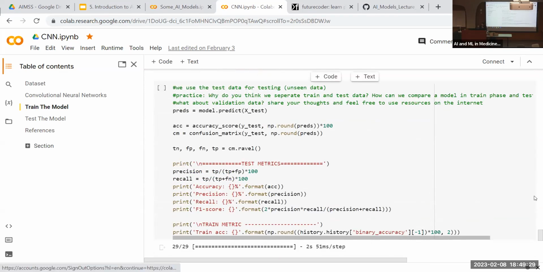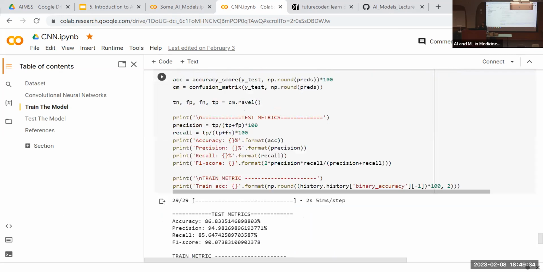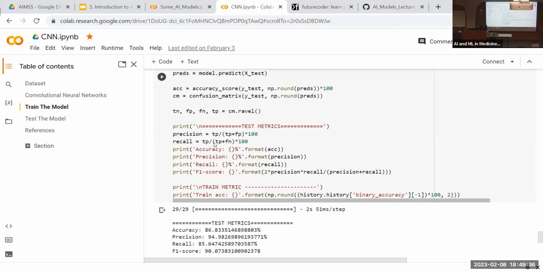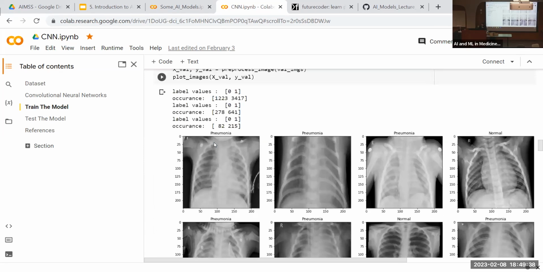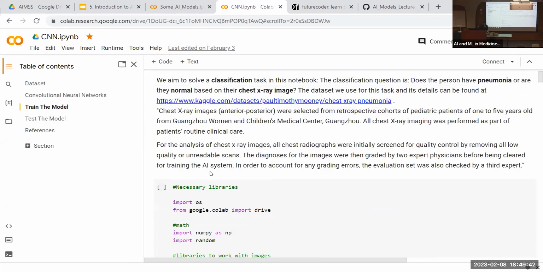So you can later visit these links to read more about these models and maybe see some Python code, or different libraries that we use in Python for these tasks.